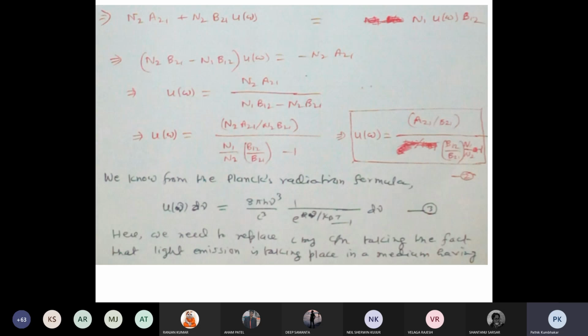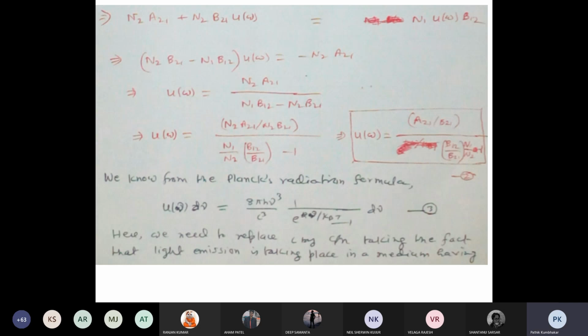Now if you rearrange, you get U omega equal to N2A21 divided by (N1B12 minus N2B21). Or we can write, dividing denominator and numerator by N2B21, U omega equal to N2A21 by N2B21, divided by (N1 by N2 times B12 by B21, minus 1). Then N2 cancels out, so we get U omega equal to A21 by B21 divided by (B12 by B21 times N1 by N2, minus 1). This is the expression of the energy density of the radiation as per Einstein's calculations.